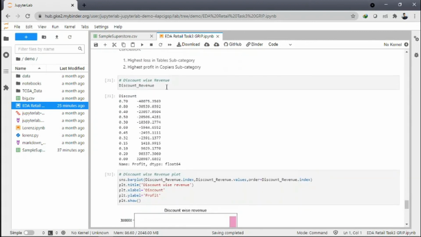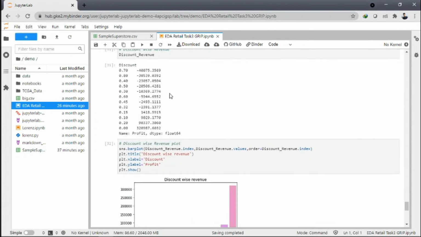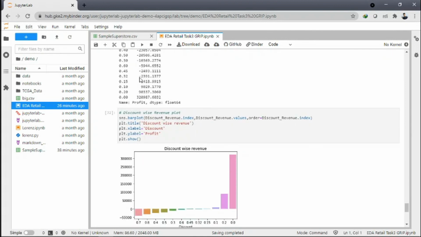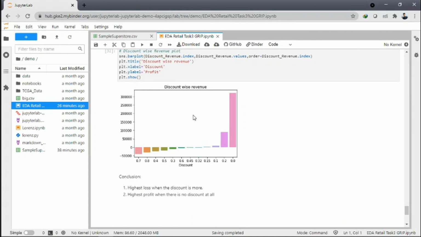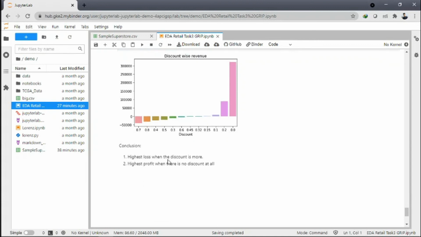Now we are seeing the discount-wise revenue. According to this data, if we are having a discount of 0.70, then we are having the least profit, or we can say the highest loss. And similarly, if there is no discount at all, then we are having the highest profit. Here we can see the same from the bar plot that we have. So the conclusion is highest loss when the discount is more, and highest profit when there is no discount at all, that is 0. So that's it for the task.